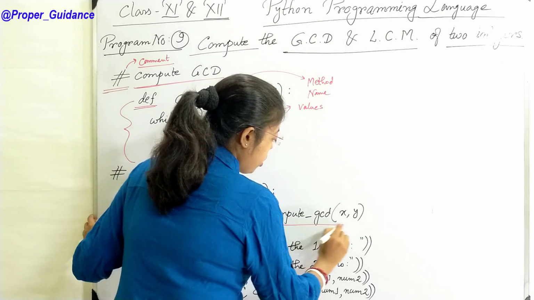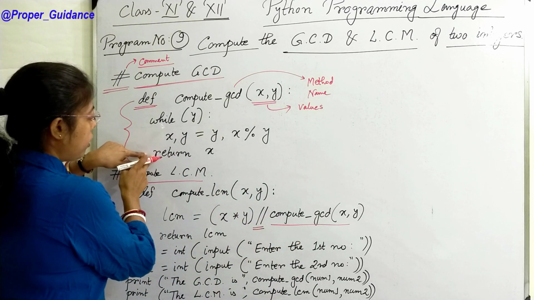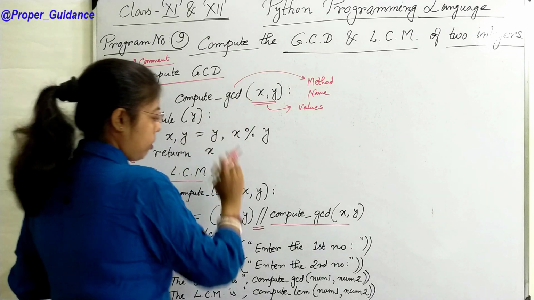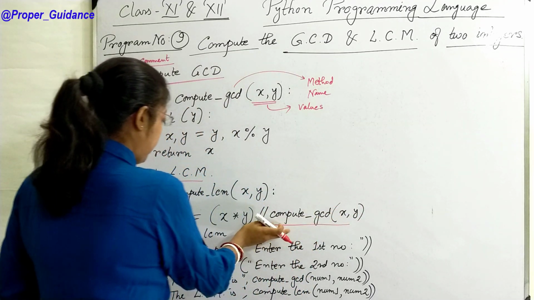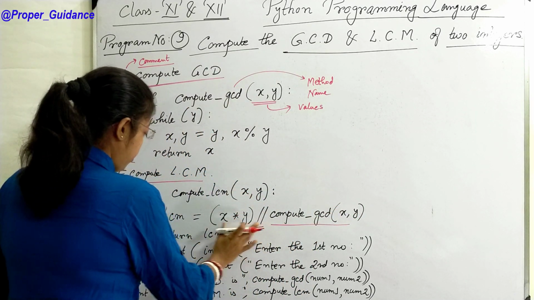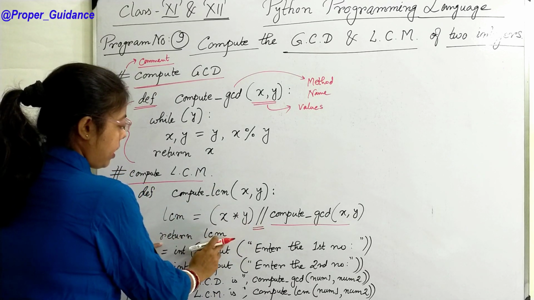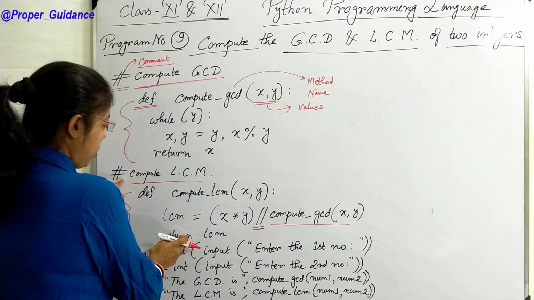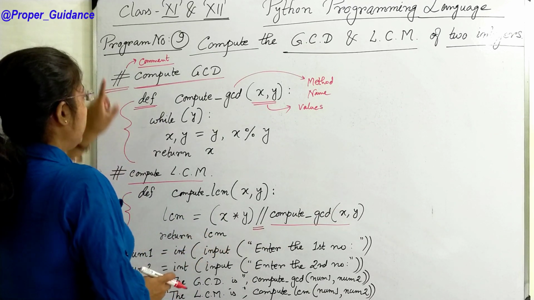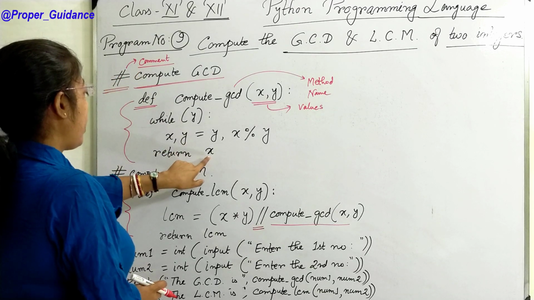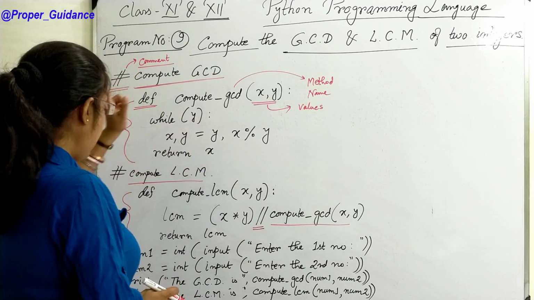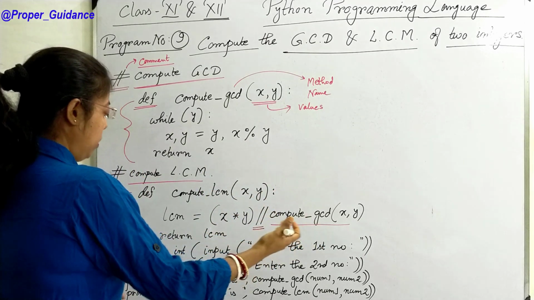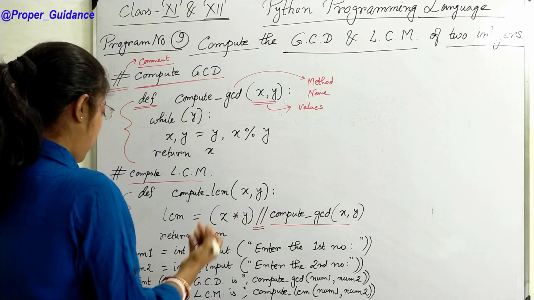So this is the integer division by the computed GCD. That means the return value x, the GCD we calculated, will be used here, and after that we will get the LCM and return it. So the first method will return the value x, which is the GCD of two numbers, and the second method will return the value of LCM.